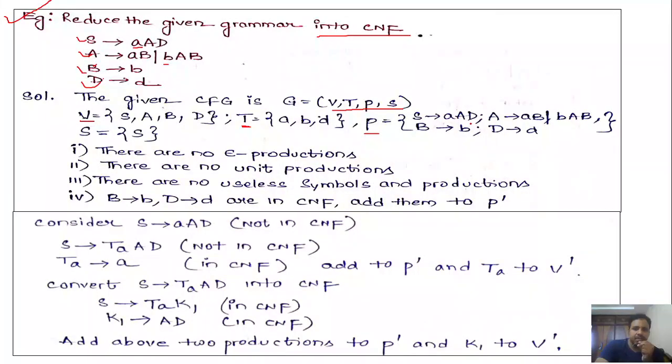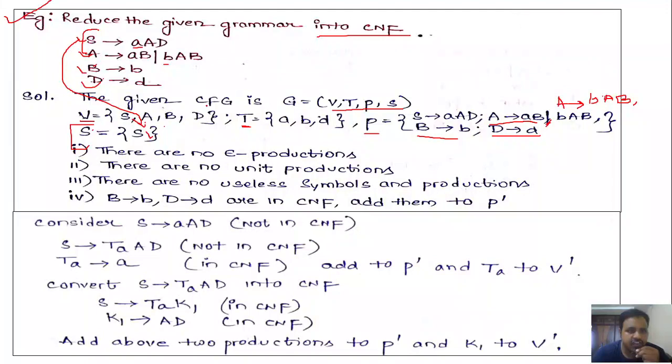S denotes small a capital A D, capital A denotes small a b, this is not or, it is a comma. Then capital A denotes BAB. It is better to write those production rules by separating them with commas. Next, capital B denotes small b, capital D denotes small d. Now what is the start symbol? S is equal to S only, because the given start symbol is S. Now step 1 is to check for epsilon production, that means simplify the given context free grammar.